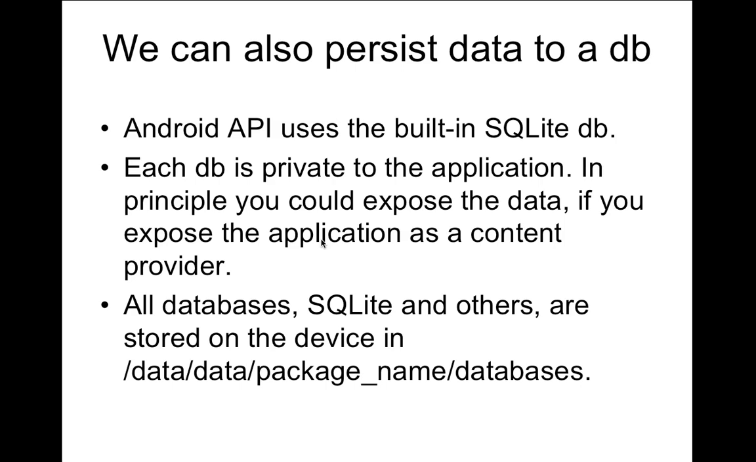So each API uses a built-in SQLite database, and each database is private to the application. The application has its own database space. In principle, you can expose the data if you expose the application as a content provider. Pretty soon we're going to be looking at content provider type of applications, but right now, just know that if you're keeping it per application, you're opening up a database, and you're not sharing that database among other applications.